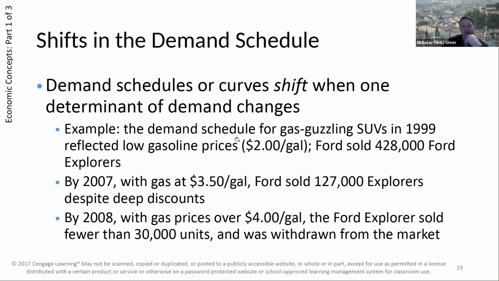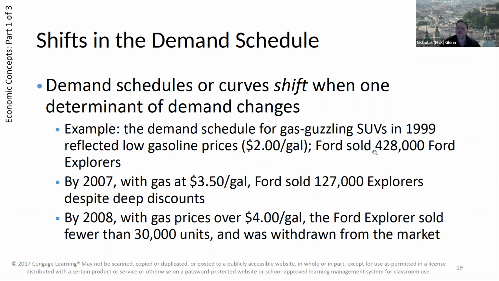So here they're talking about the changes in gas prices, because this is a complement to driving a car. You have to buy gas to go with it to use it. So as the gasoline price got more expensive, that decreased the demand for these big vehicles that use a lot of gas. As you can see, it started out when gas was $2 a gallon.